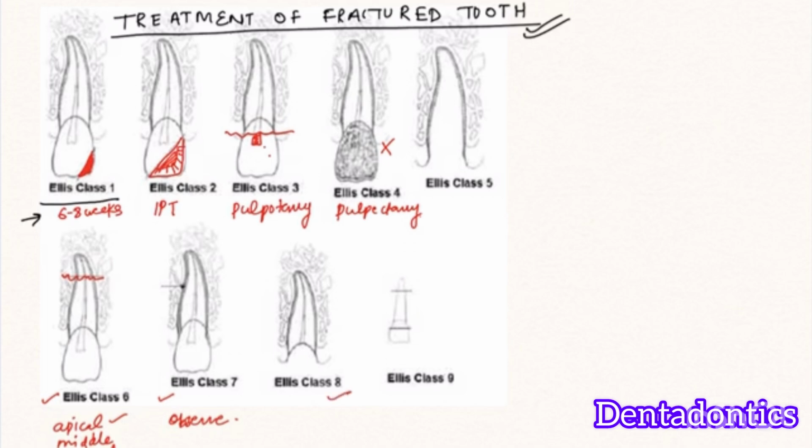Then class 8, there is fracture of crown in mass. There is complete fracture of the crown and the root is there. In this case we will check whether the tooth is tender on percussion. We will maintain the tooth by doing the pulpectomy of the tooth, and later on we can do crowns, post and core and implants as required. Then Ellis class 9 fracture, there are injuries to the primary dentition.